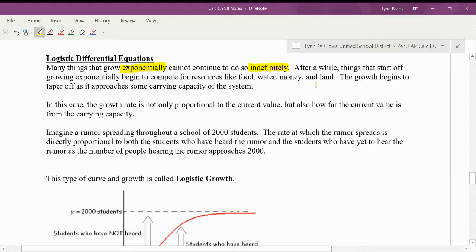After a while, things start off growing exponentially, but then they begin to compete for resources, whether it's food, space, water, money, whatever. The growth begins to taper off as it approaches some sort of carrying capacity of the system. And that carrying capacity will be some sort of horizontal asymptote mathematically.